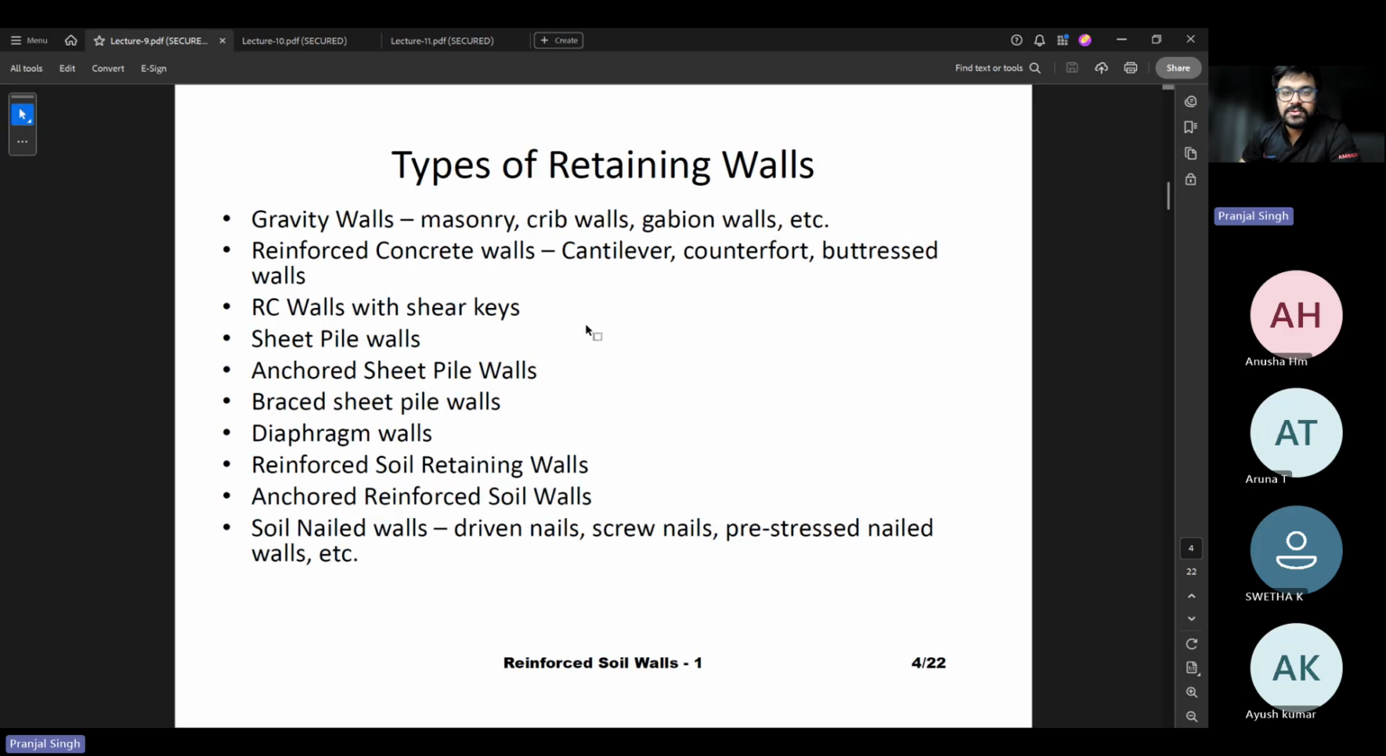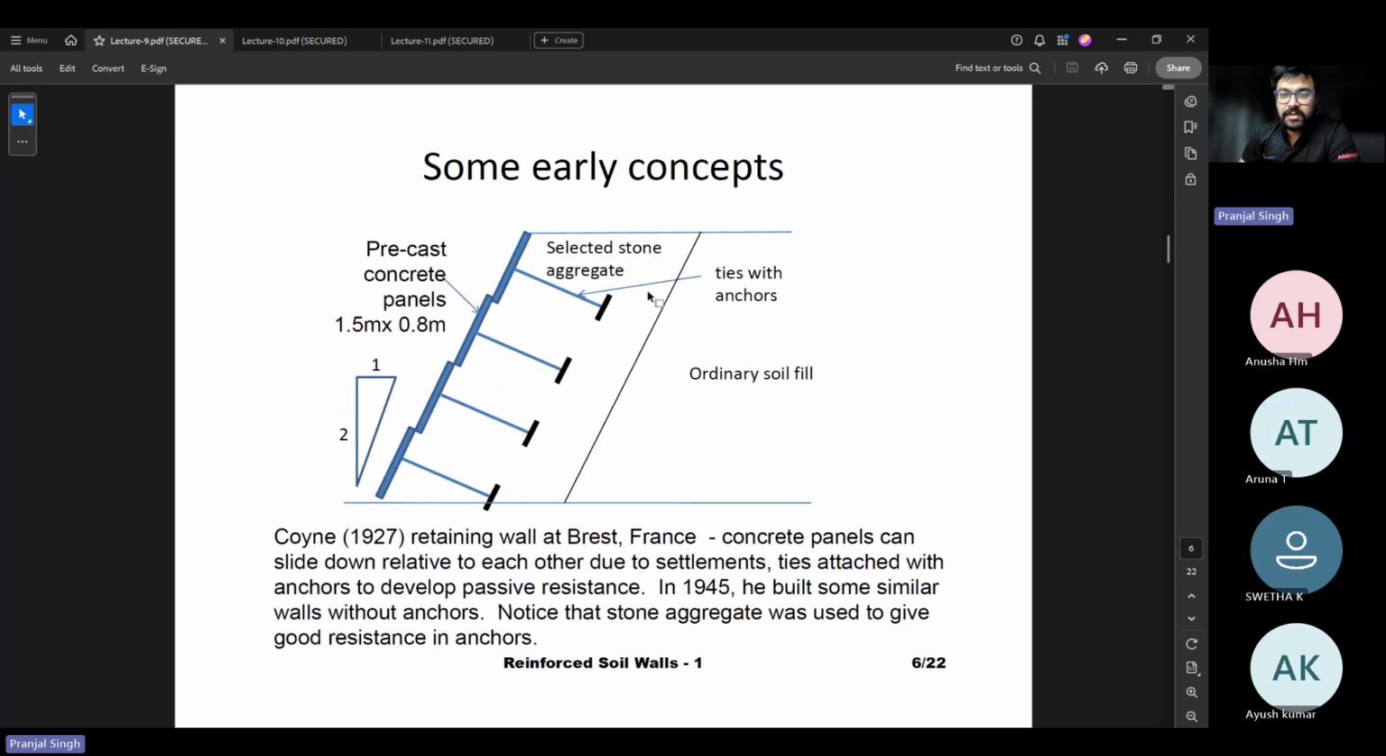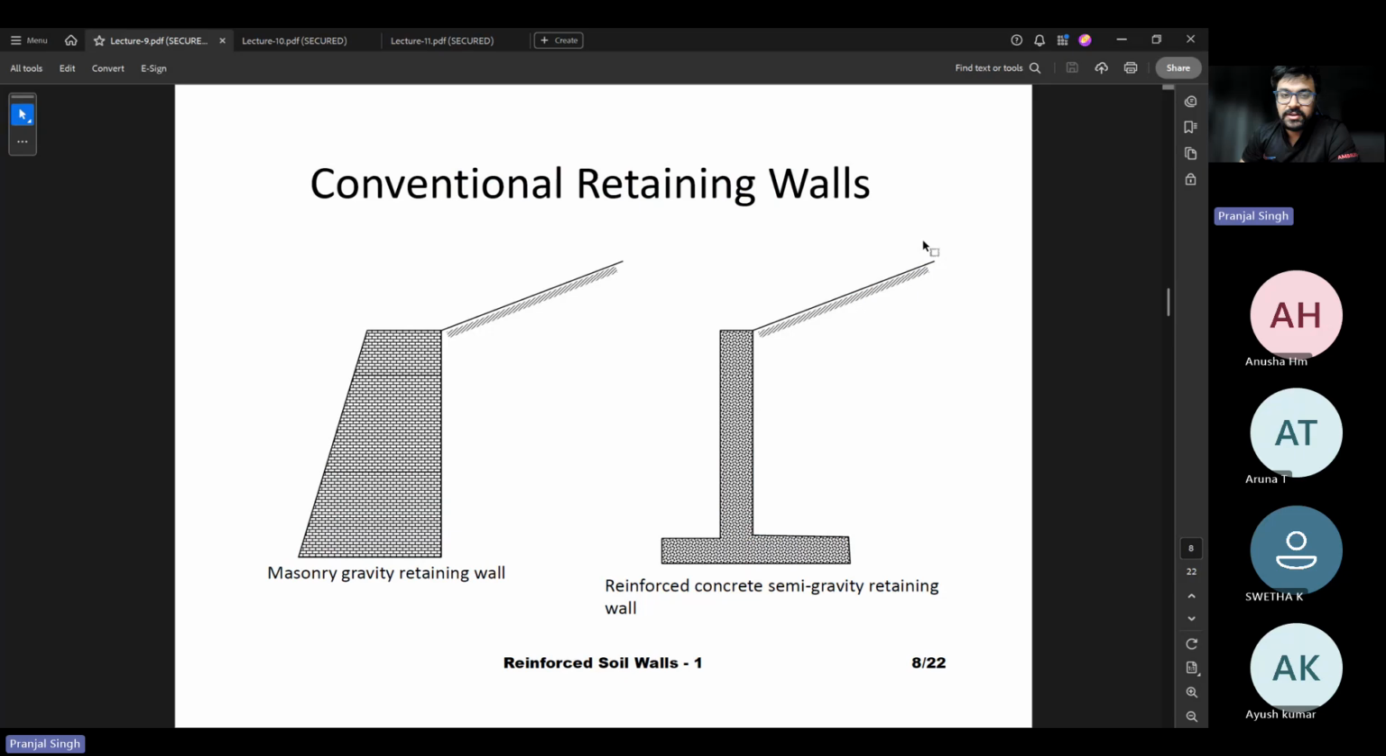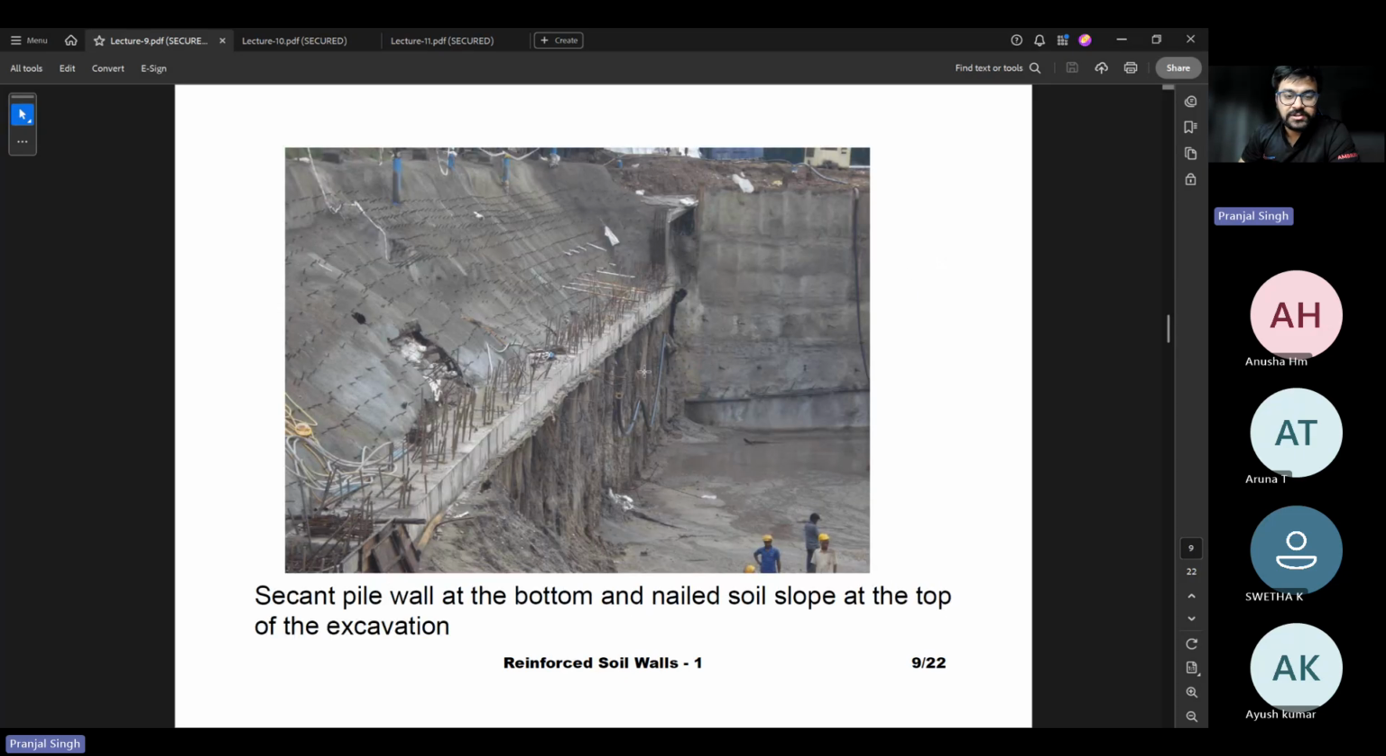Then we have types of retaining walls. We have rigid walls, which are made of RCC. We have flexible walls. Some types were given, and the history of the retaining walls. Here is a photo of a secant wall at the bottom and some anchored soil nails at the top.